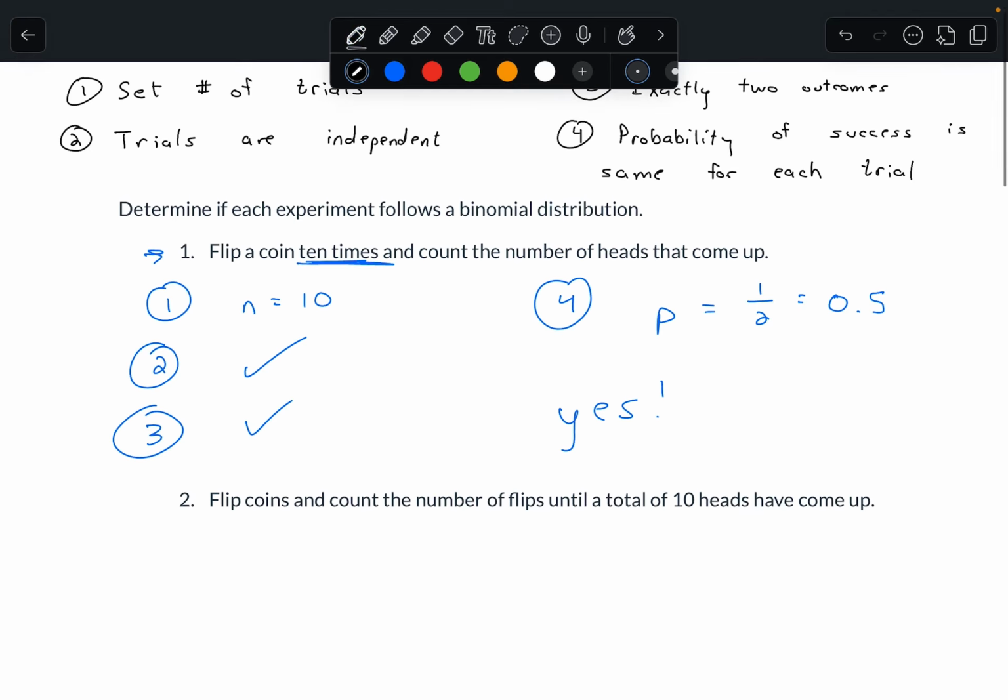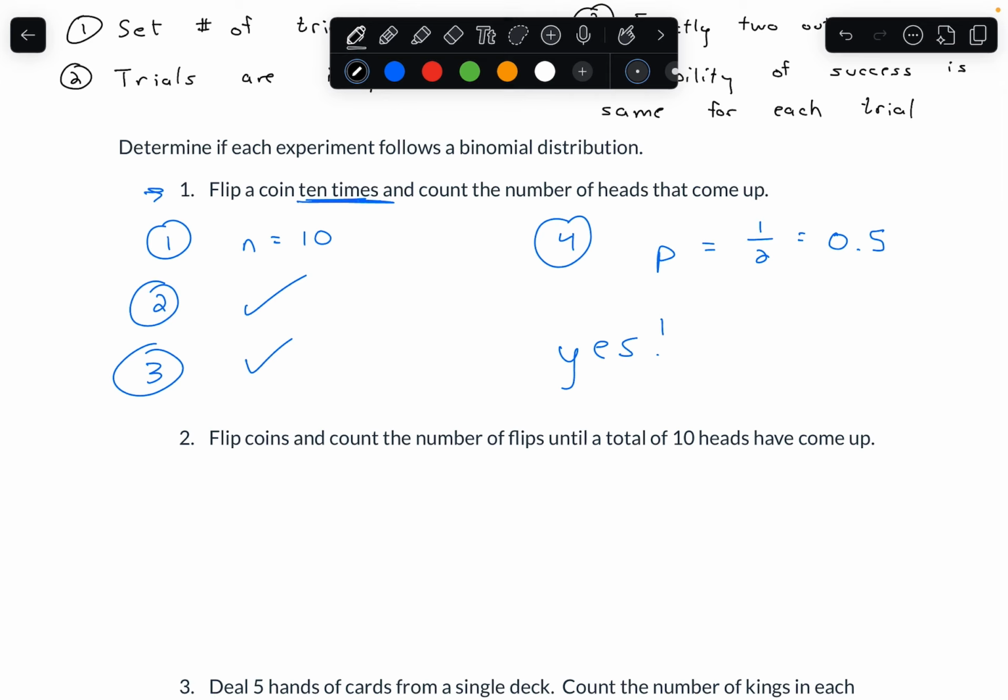Let's take a look at a couple more here. Number 2 says flip coins and count the number of flips until a total of heads comes up. So if I wanted to go through this and talk about each one of these conditions, the first one, how many trials are we running? Well, it kind of depends. We're going to flip coins and count the number of flips. I don't know what n is.